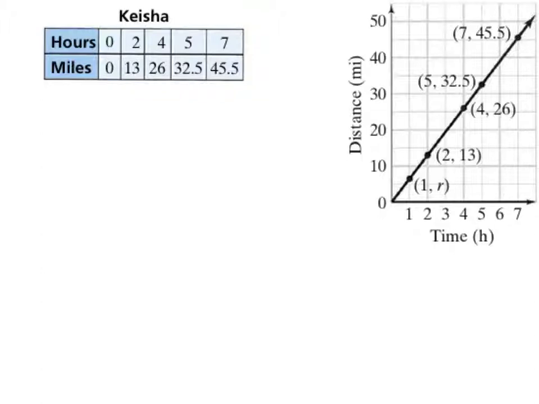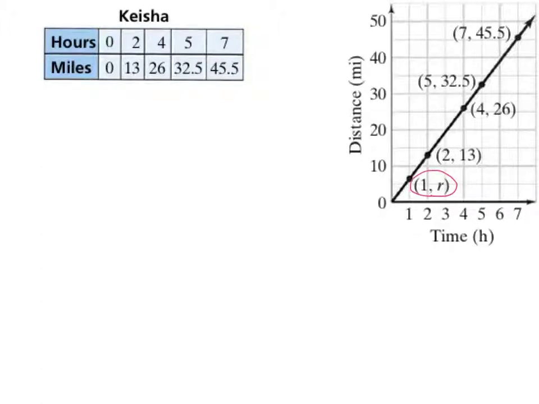Now let's look at using a graph to find a unit rate. The graph you see here displays the data given in our table that we used in the previous example, which you also see here again. Keisha's speed is the unit rate. We're going to use the graph to find the value of r in the ordered pair (1, r).